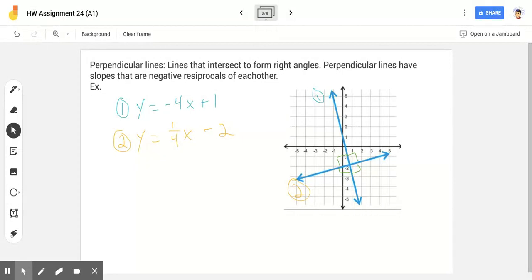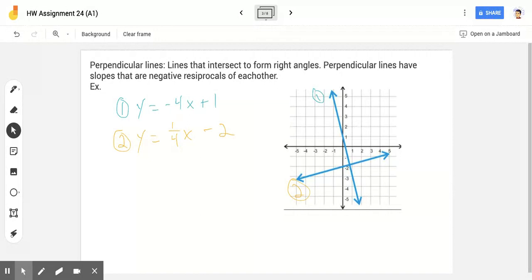90-degree angles are going to be made from these perpendicular lines. So the interesting thing about perpendicular lines is seen right here. Perpendicular lines have slopes that are negative reciprocals of each other. I'm going to say that again. They are negative reciprocals of each other. So their slopes are not the same like parallel lines. Their slopes instead are negative reciprocals.